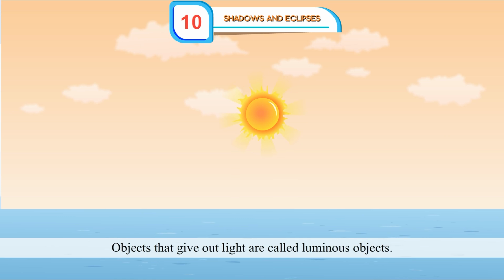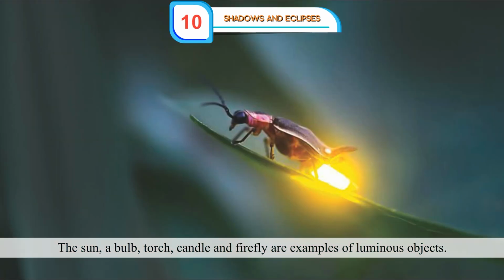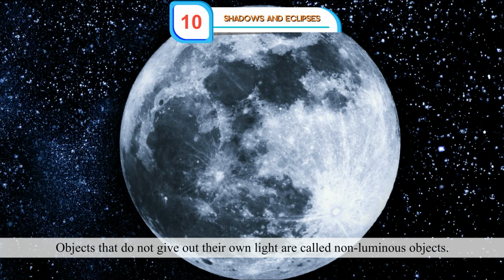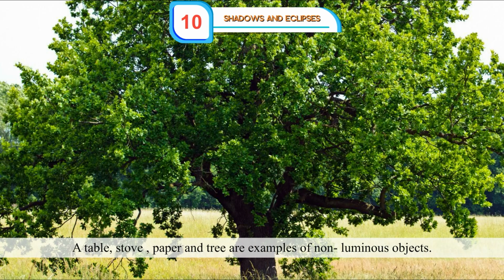Objects that give out light are called luminous objects. The sun, a bulb, torch, candle, and firefly are examples of luminous objects. Objects that do not give out their own light are called non-luminous objects. A table, stove, paper, and tree are examples of non-luminous objects.